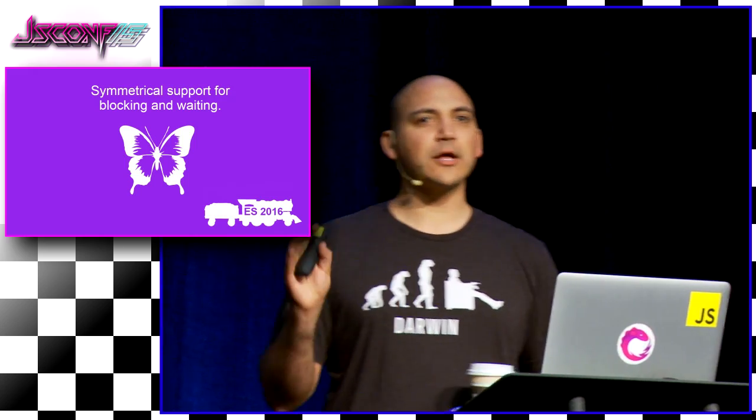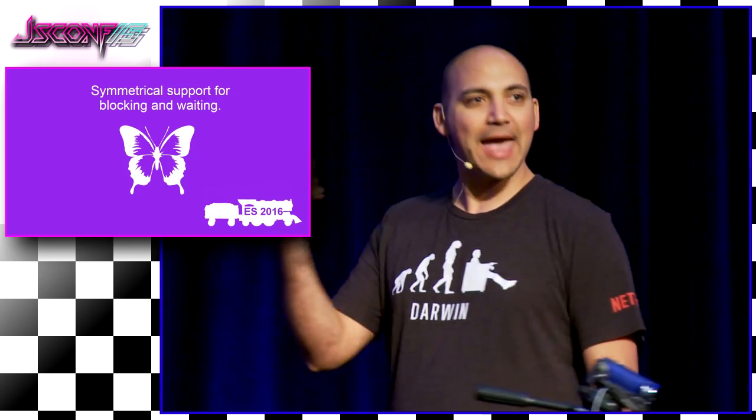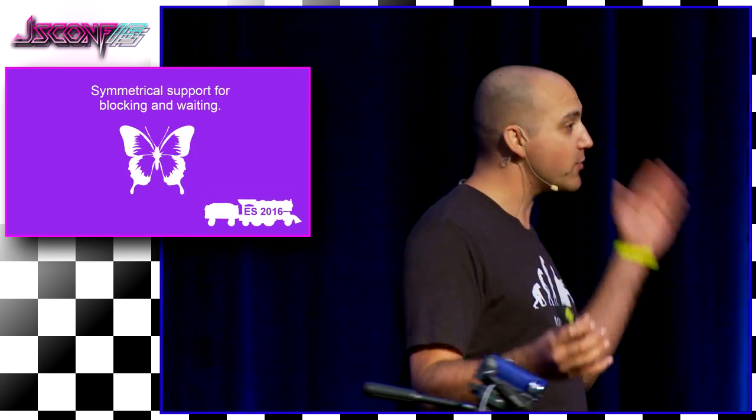So we're getting closer to this vision of symmetrical support for blocking and waiting in JavaScript. If I want to wait, I throw an async in front of that function. I throw a few awaits in there. If I want to block, I take them out.